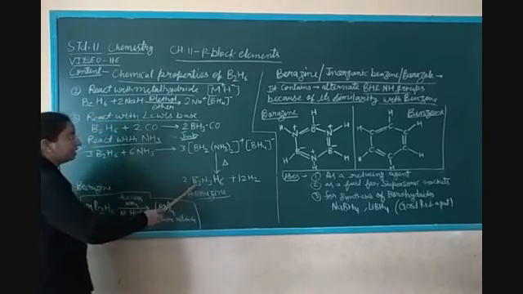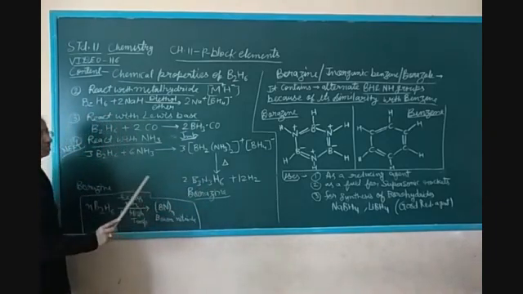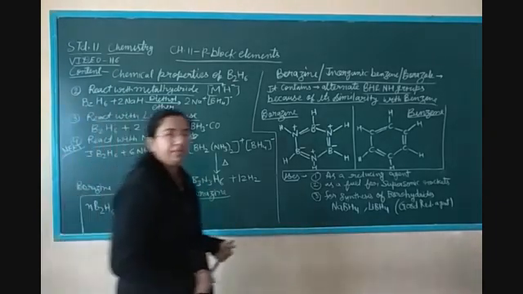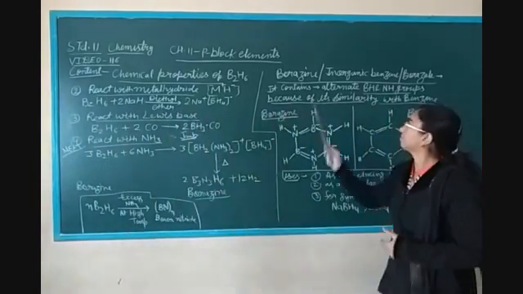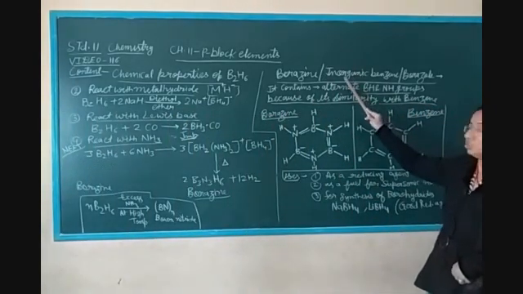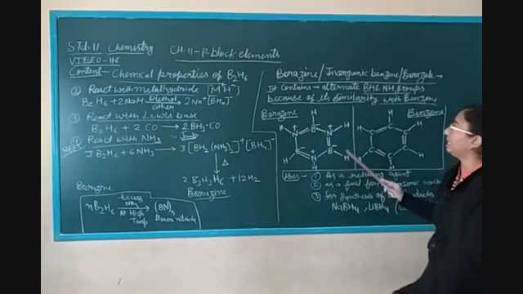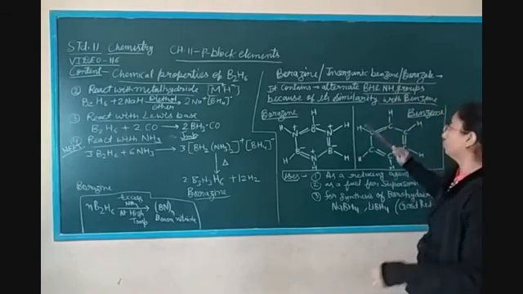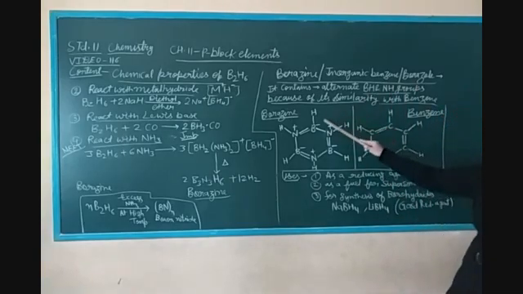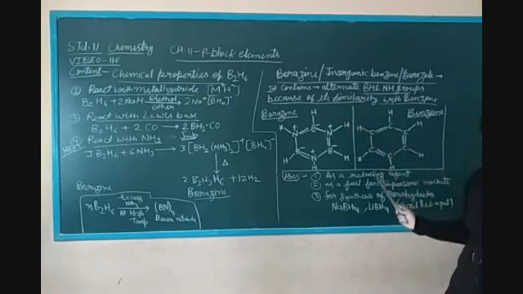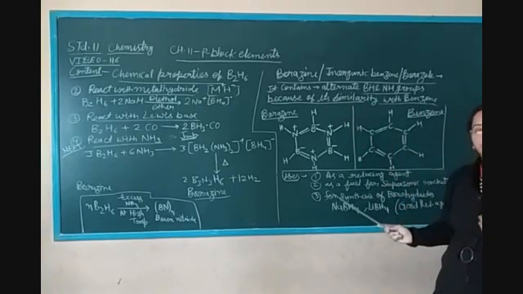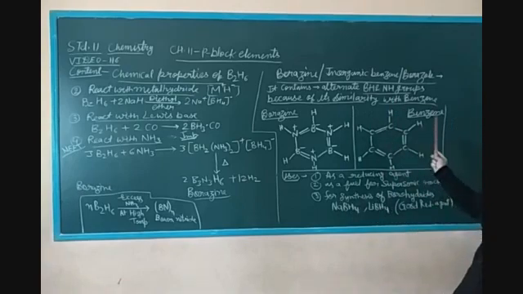Borazine is B3N3H6. Borazine is also known as inorganic benzene, and we have to see borazole. The reason is that it contains BH and NH groups, and also its similarity with benzene in structure, some physical properties and some chemical properties similar to benzene.